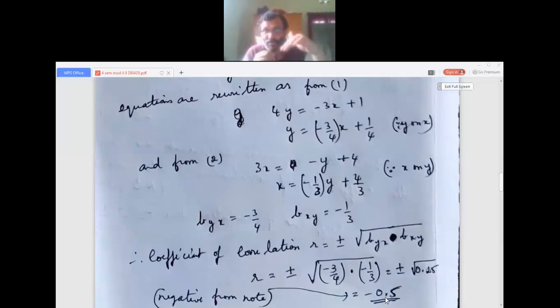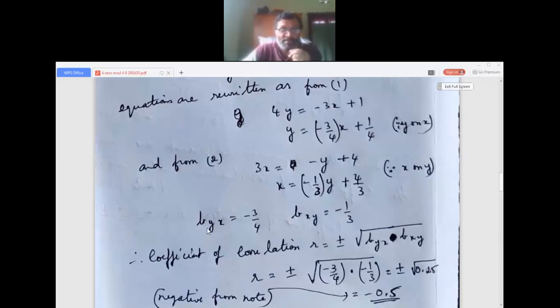The note I have given, I also used in previous problems. If both b of yx and b of xy are negative, then our coefficient of correlation should be negative. If both b of yx and b of xy are positive, then r should be positive. That is from the note. I wrote negative from the note. How did I get the negative sign from the note?